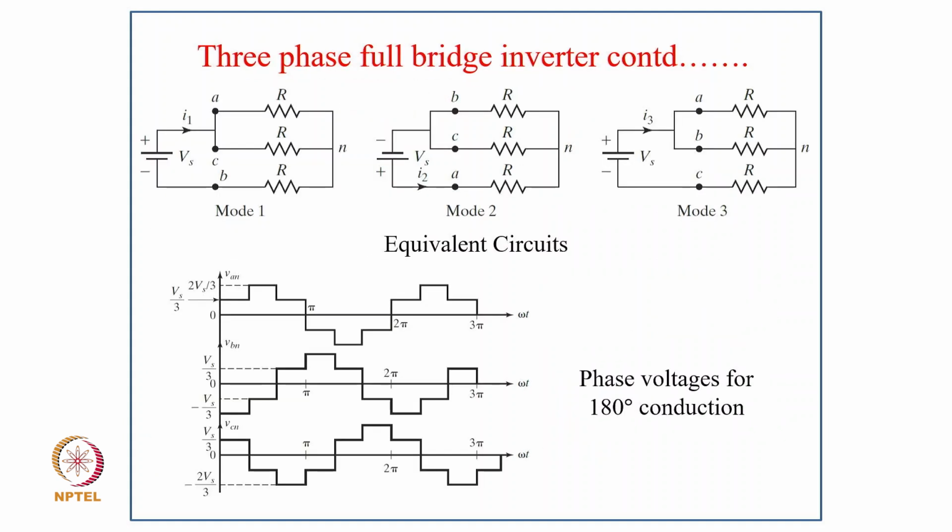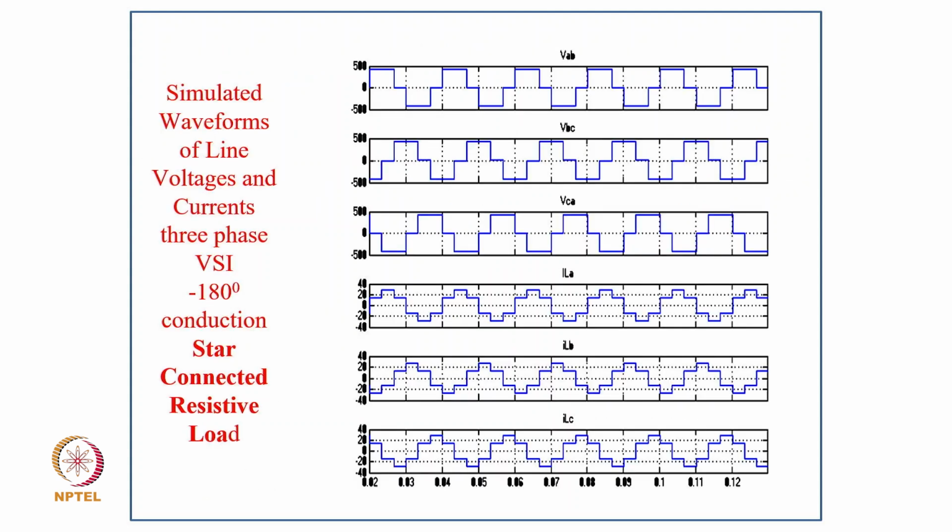So this is typically a 3-phase inverter with equivalent circuit for a 3-phase star connected resistive load. Here it is how it usually goes in different modes of switching. Phase voltage for 180-degree conduction, for 60 degree, 120 degree and 180 degree. And these are the simulated waveforms of line voltage and currents of 3-phase VSI for 180-degree conduction with the star connected resistive load.